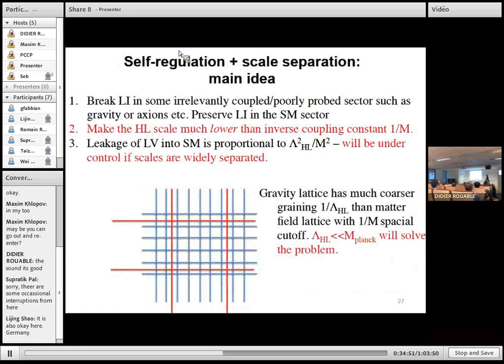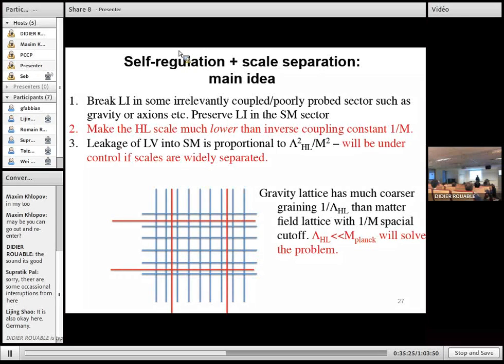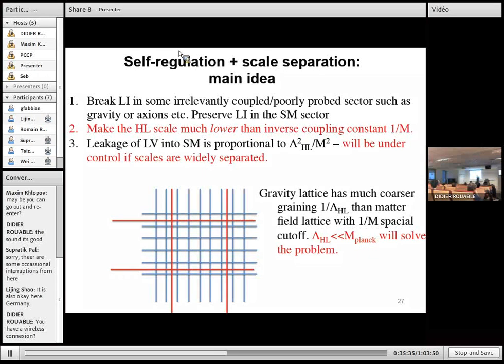So here's my picture. It's not my Scottish heritage or anything, but this is just a picture of two types of lattices, if you like. That's how I prefer to think about it. Suppose you have a very finely grained lattice on which the standard model lives, and if you switch off gravity, it's fully Lorentz symmetric and well behaved. And then you have gravity living on a lattice, and the size of this square is L Planck, or 1 over M Planck if you want the mass scale.